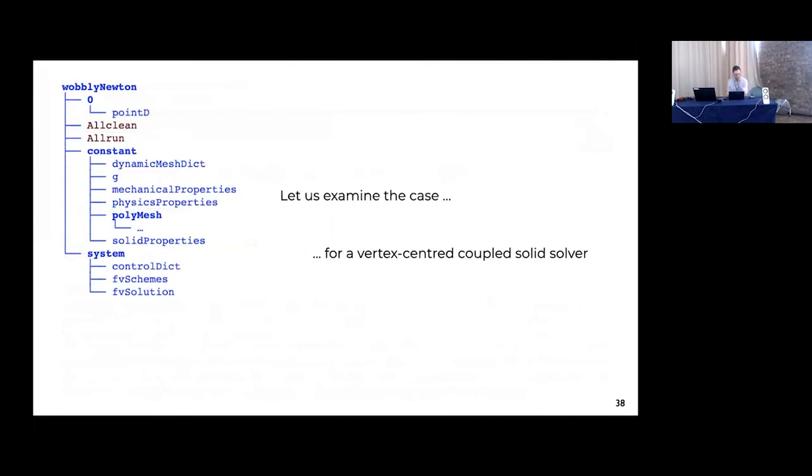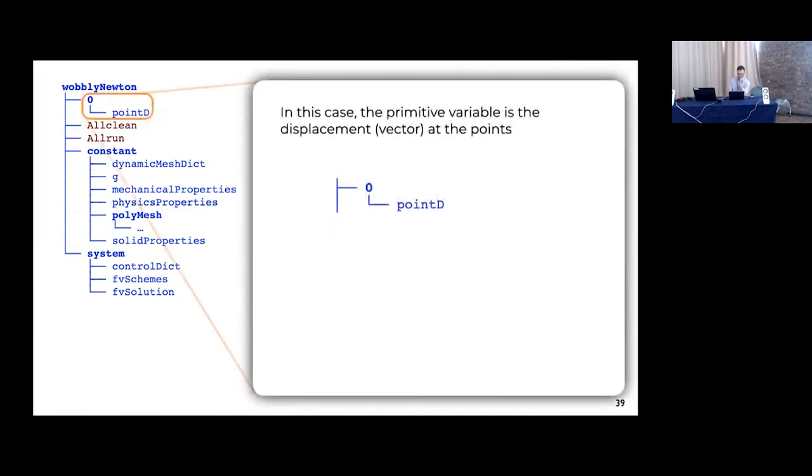Okay, let's look at a case. So wobbly Newton. If you download it, you can find this wobbly Newton case under solids linear elasticity. So what does the case look like first? In this case, I'm giving an example of a vertex-centered finite volume method. That's implicit. So it solves for pointD, which is the displacement at the points in the mesh. So you would expect in 0, there's pointD. That's where your initial and boundary conditions would be specified.